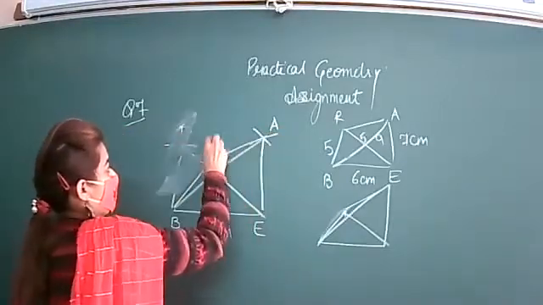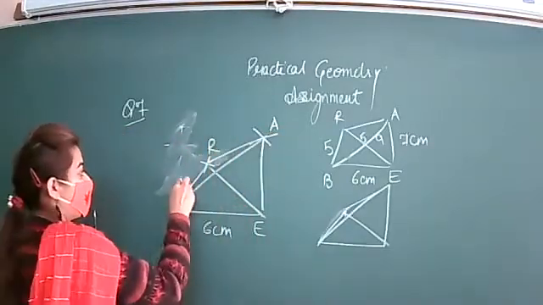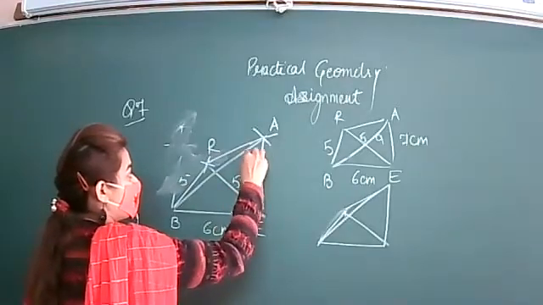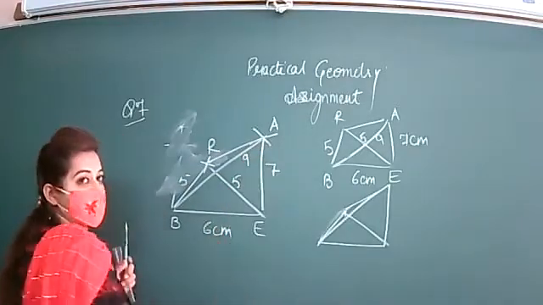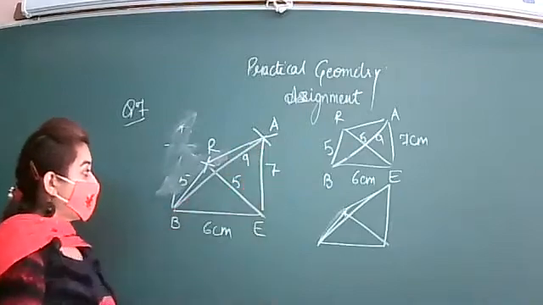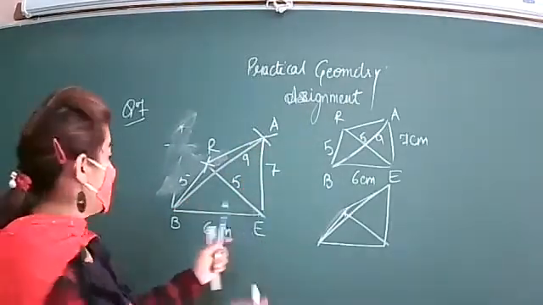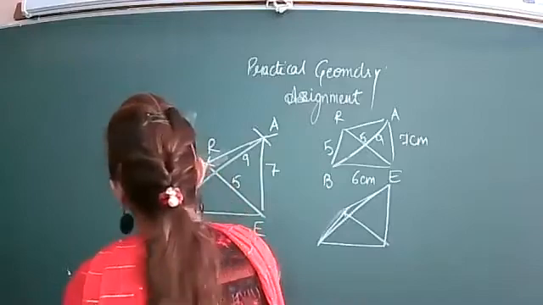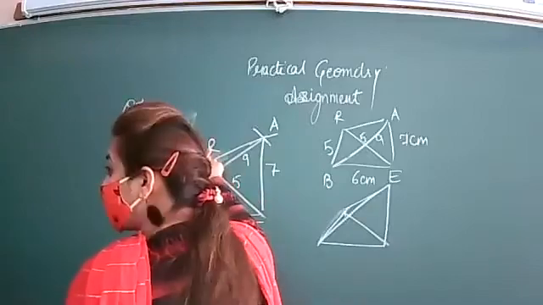You will get this shape. 5, 5, 9, 7, and this is your 6. From E, 5 centimeter. From B, 5, you will get this point R.